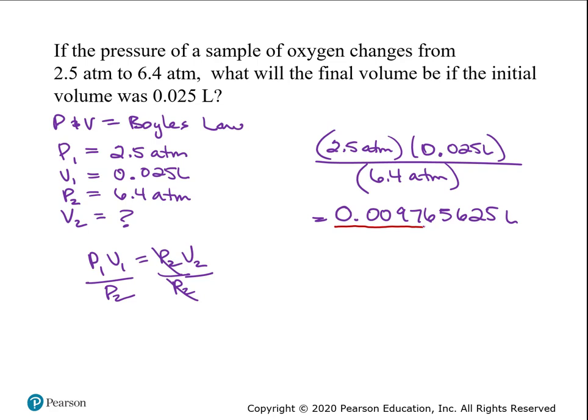So the 9 and the 7 are the first 2 significant figures. The next number is a 6, so it's going to round up. So 0.0098 liters is the answer. Not terrible. Every single time it's the same: you're going to know 3 out of the 4. You just have to identify what each one is, solve for the unknown, plug the numbers into the problem, and then round when you get your answer.